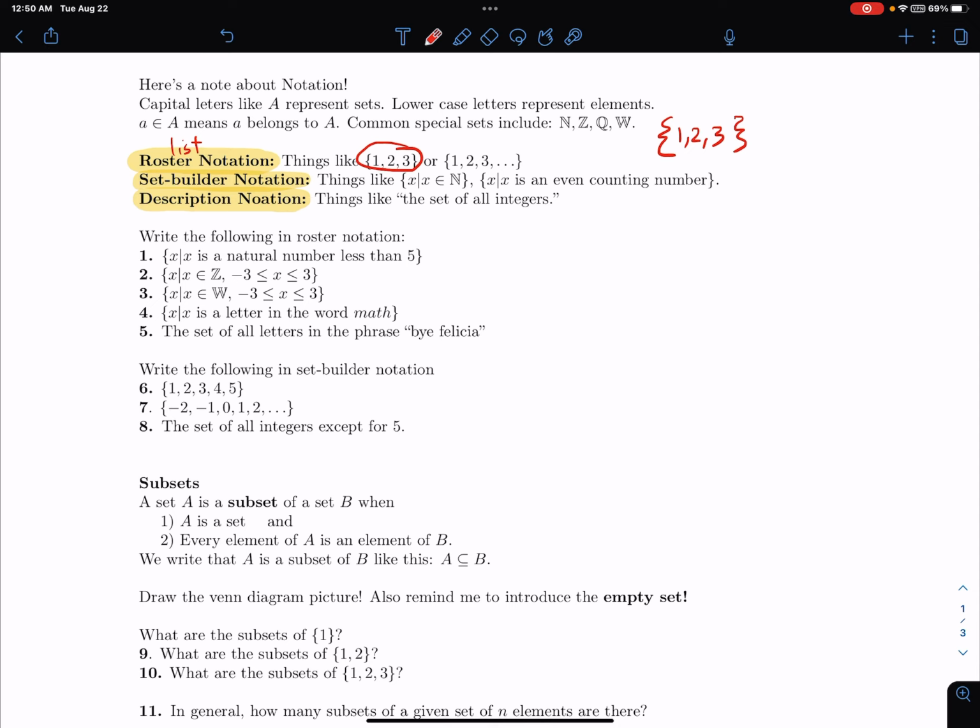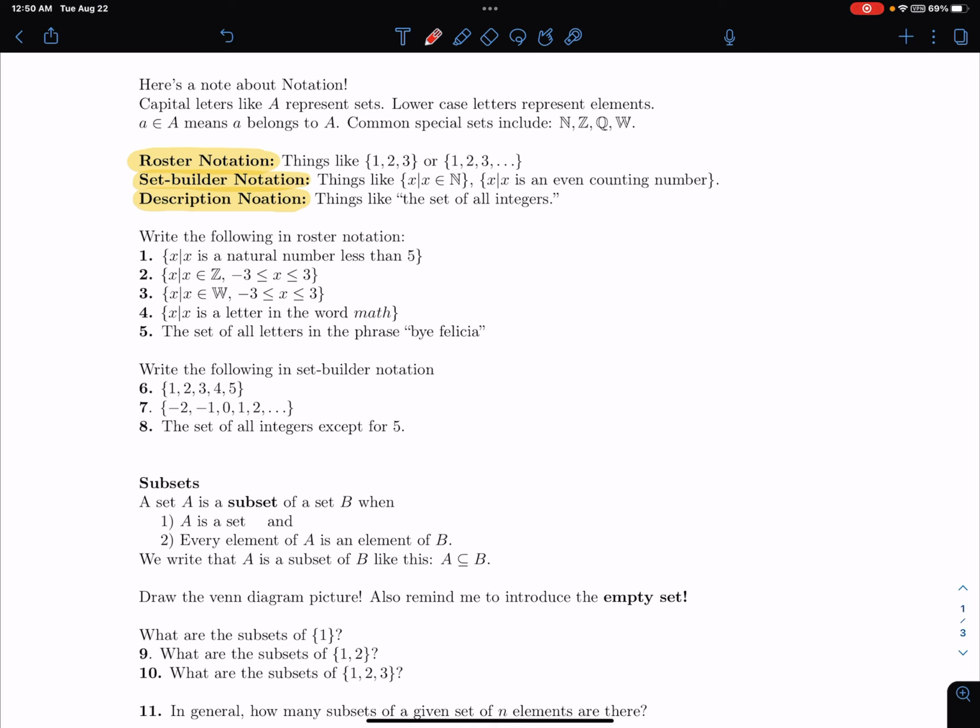Now, sometimes I want to have an indication that I'm going to continue a pattern forever and have maybe an infinite set. Infinite set just means that there are infinitely many things inside of it. And so we can do that with these little dots. We saw that when we were writing the natural numbers earlier, right? In fact, this set here is the natural numbers. This is another way of writing the natural numbers. So the dots indicate that you're going to keep going forever. Okay, so that's roster notation.